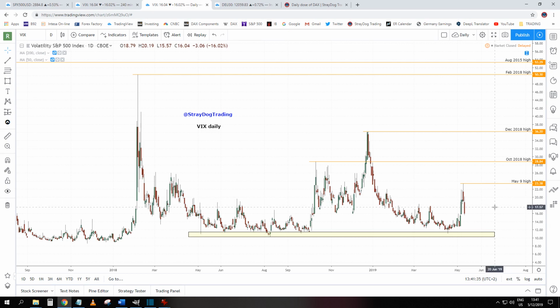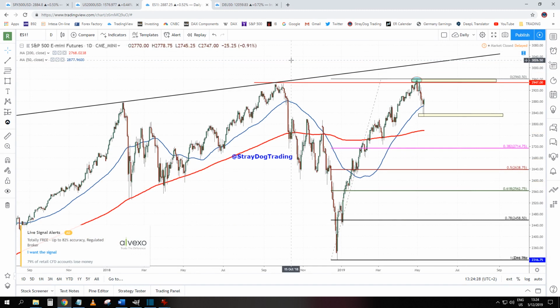Intermarket divergences and of course VIX. Okay then, so what are the possible scenarios? Well, again, markets are going to be sensitive to the US-China trade talks, and as said before, these are now the most important zones that we are going to watch.